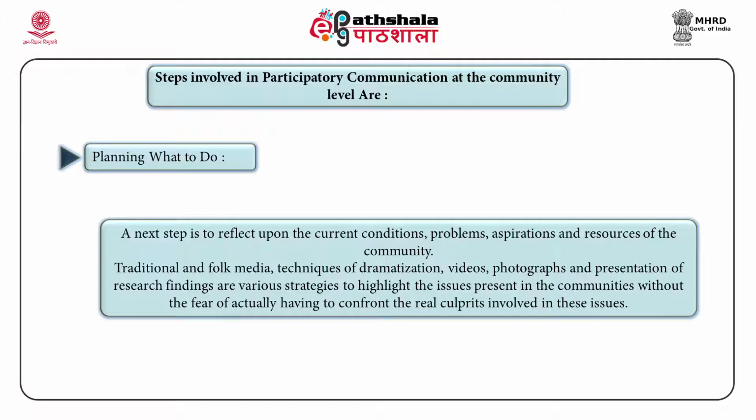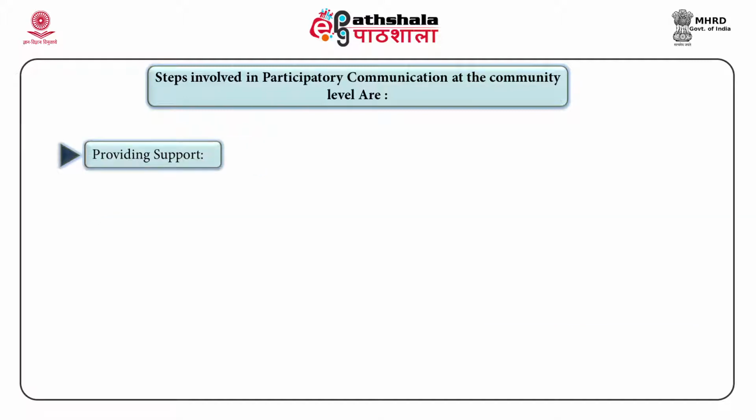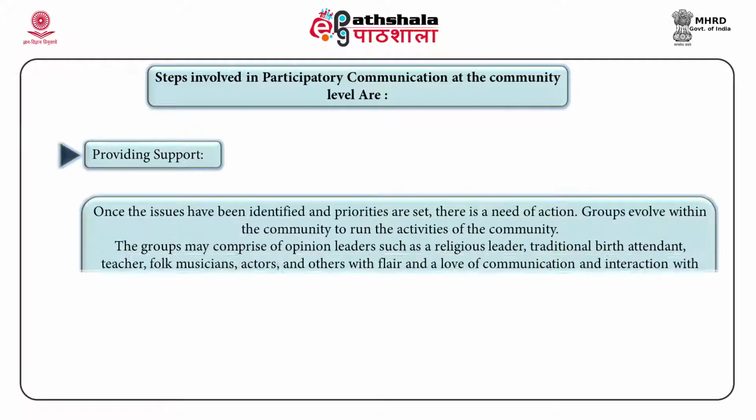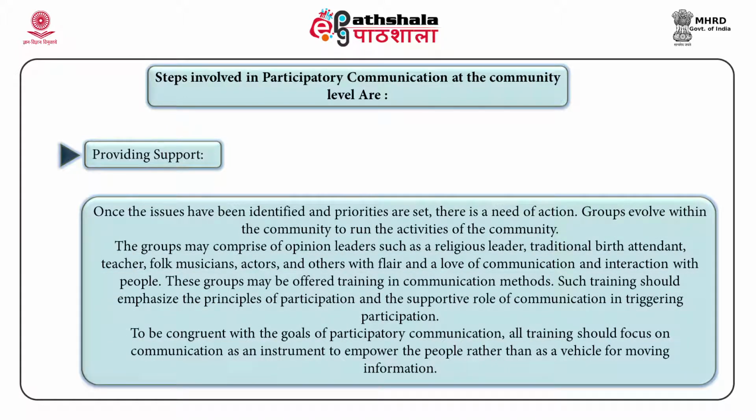Every community will have certain culprits. They are only the cause of those issues in that community. This is the time when these culprits can be identified, and also people can reflect upon how they can be traced. The next step is providing support. Once the issues have been identified and priorities are set, there is a need of action.